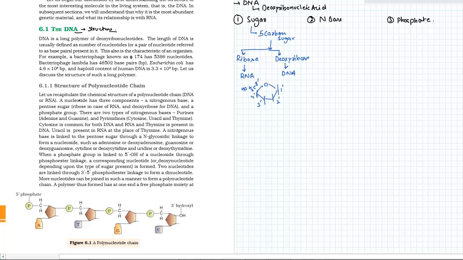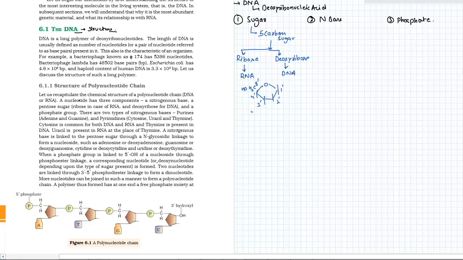This is how we are going to refer to the carbons in the DNA, and these dashes represent that we are talking specifically about the carbons present in the sugar. That way we do not get confused with some other carbon present, let's say, on the nitrogenous bases. We are talking specifically about the sugar carbons.